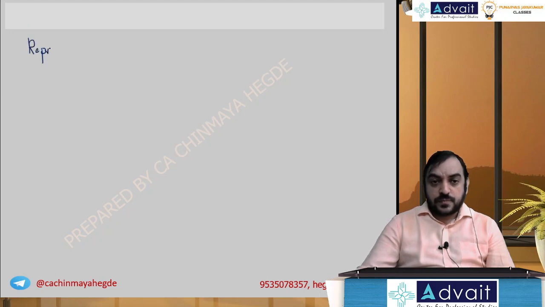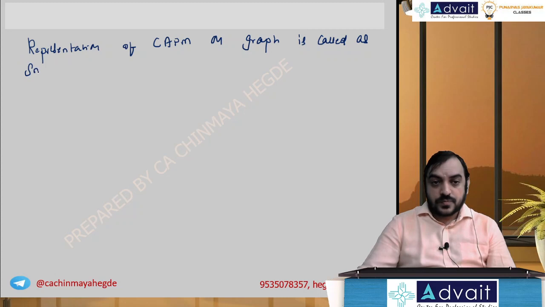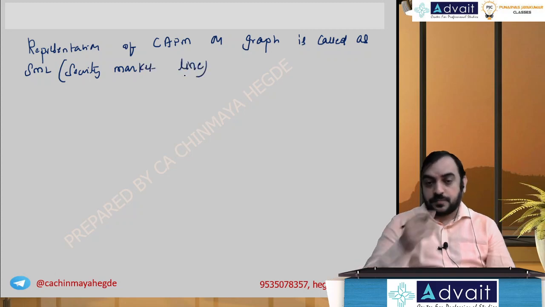Representation of CAPM on a graph is called, or results in, SML, the Security Market Line.